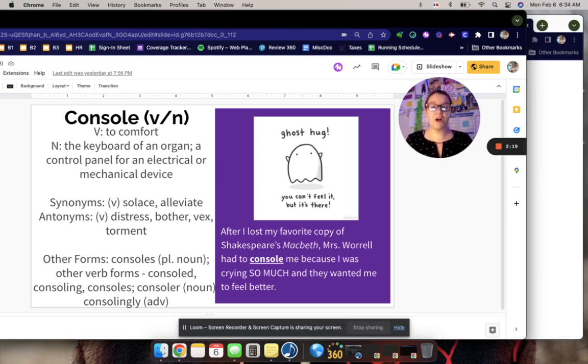So your synonyms of comfort are solace and alleviate. Alleviate meaning to kind of take away whatever is causing the problem or to fix it. You can take medication to alleviate a headache. Your antonyms are distress, bother, vex, and torment.